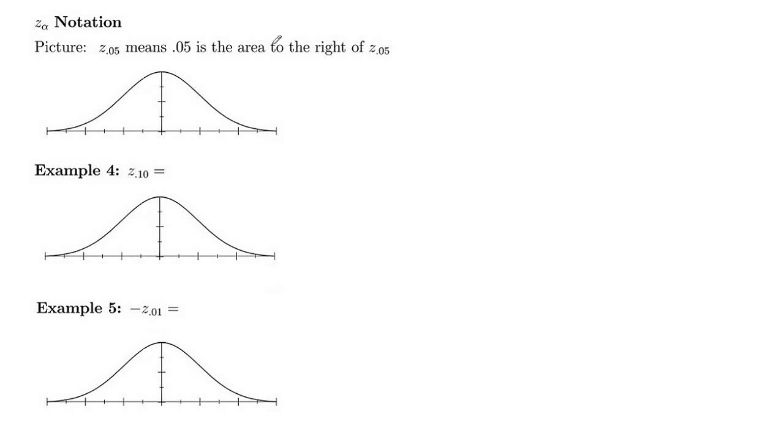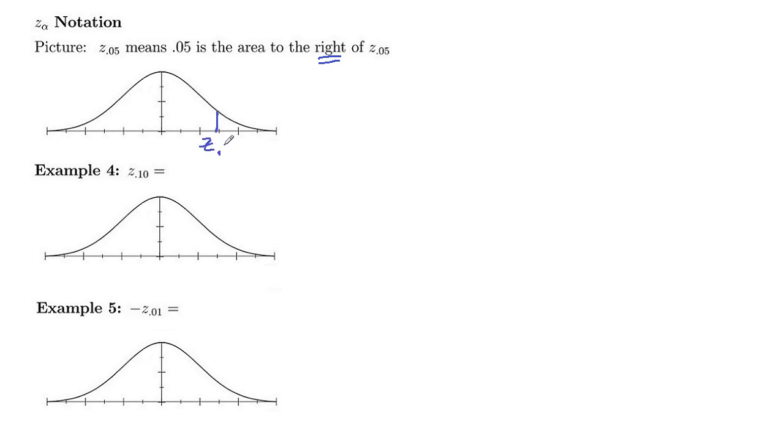So something related to percentiles is what's called Z alpha notation, and inverse norm helps us solve these type of problems also. So when I write Z with a subscripted 0.05, that 0.05 is the area to the right of that Z value. So if I asked you to find Z 0.05, that would mean 5% to the right of that Z value. So it's going to be over here on the right-hand side of the distribution.